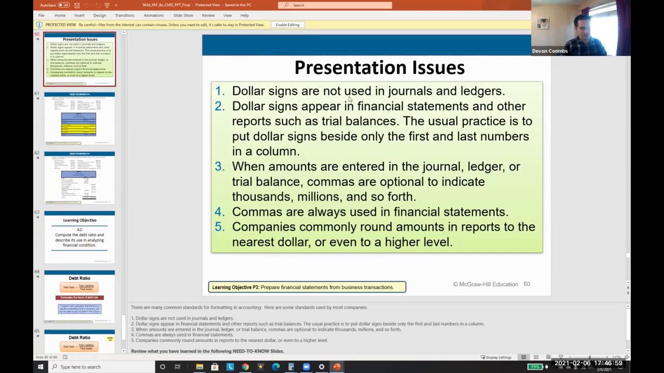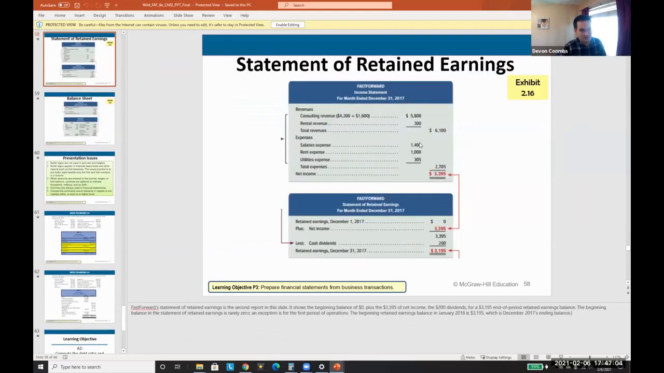There's some presentation matters, but I think you'll get the hang of it. This is something I hate about accounting, but it's just the way it is: we only put dollar signs at the first numbers and the last numbers. This bracket here, where we see this line, means we're doing a sum. That means this 6,100 is the addition of these previous numbers. This double line means that this is done, that this is the final number for the statement. That means we're done with our math.